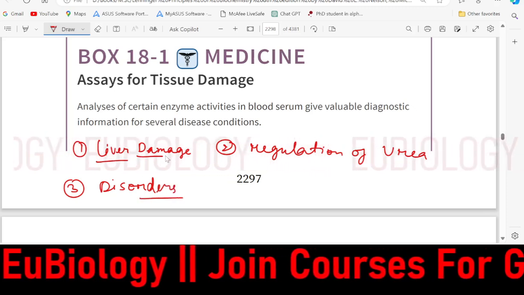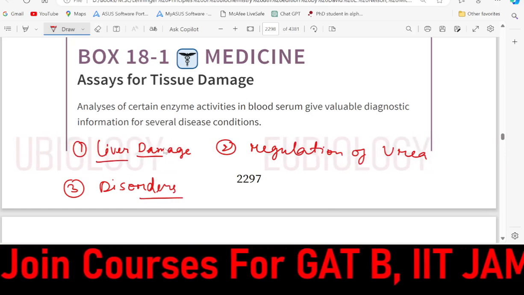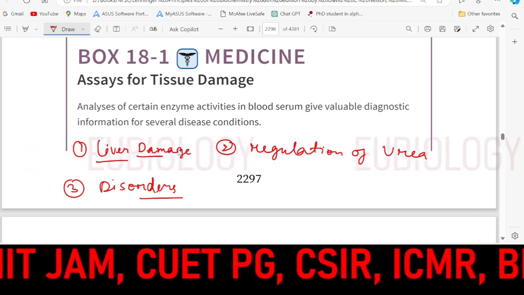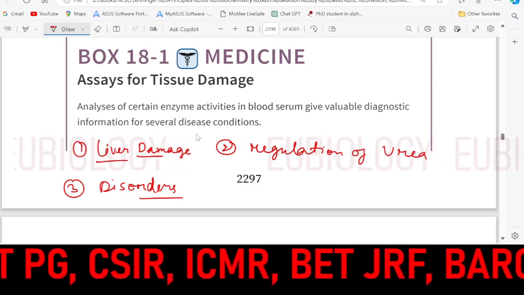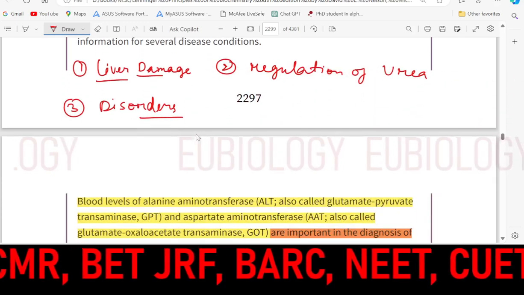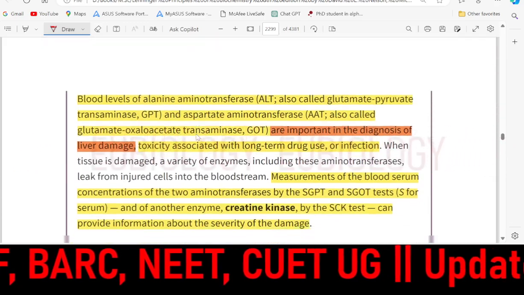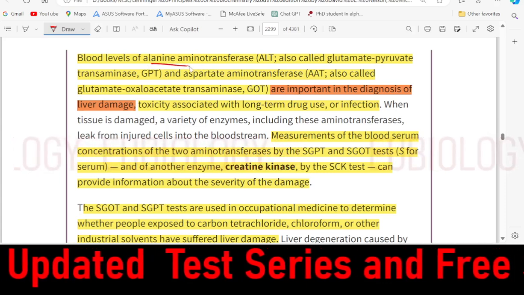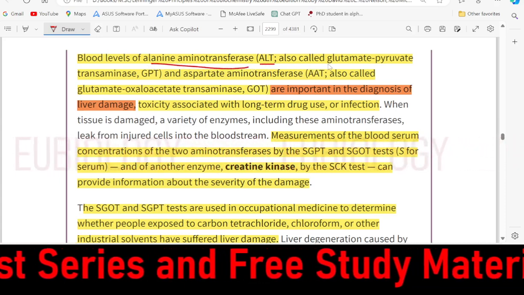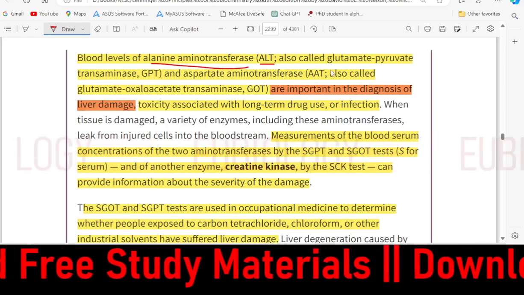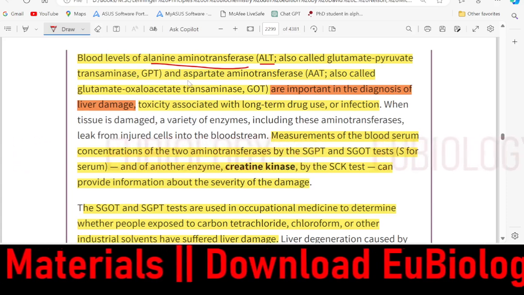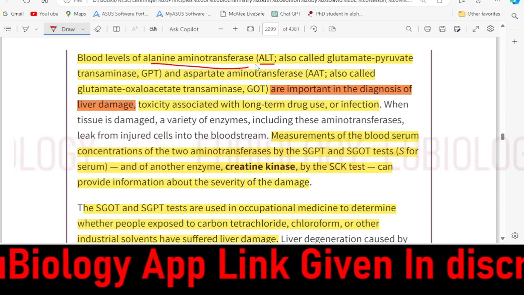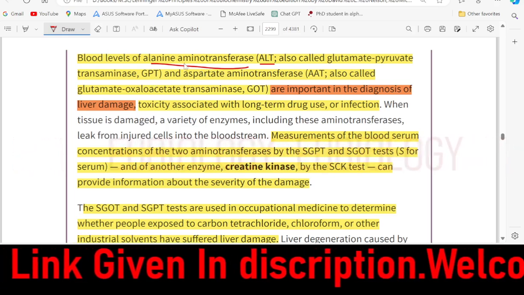So if the liver is damaged, what are the important enzymes you will get? Whenever the liver is damaged, mostly the enzymes which are in the urea cycle will become abundant in the blood. So you will do the GOT or the ALT as your assays for diagnosis. The blood level of alanine aminotransferase, which is known as ALT, or also called GPT, glutamate pyruvate transaminase, and the aspartate aminotransferase. So ALT is also known as GPT.